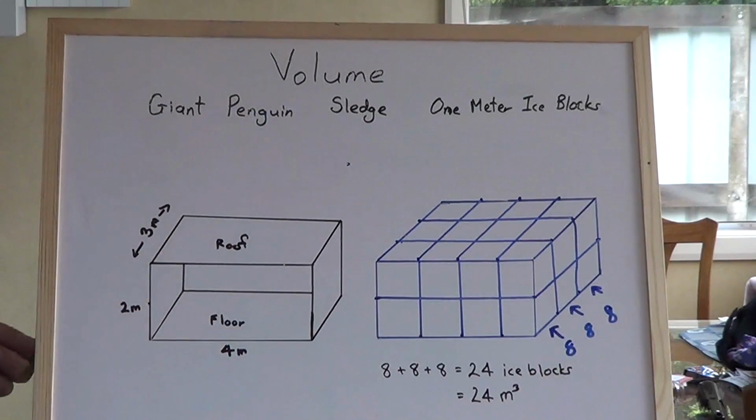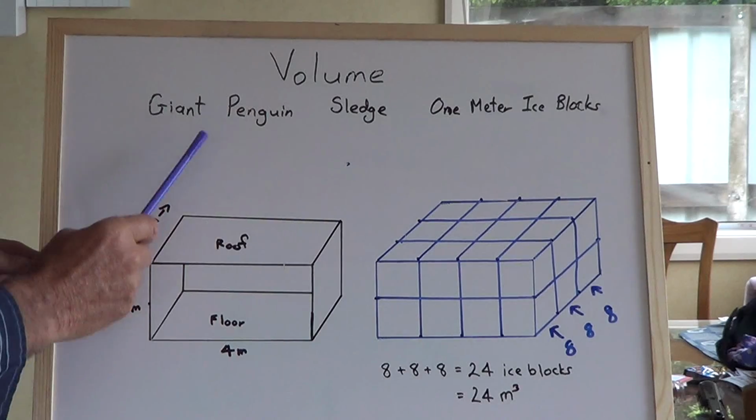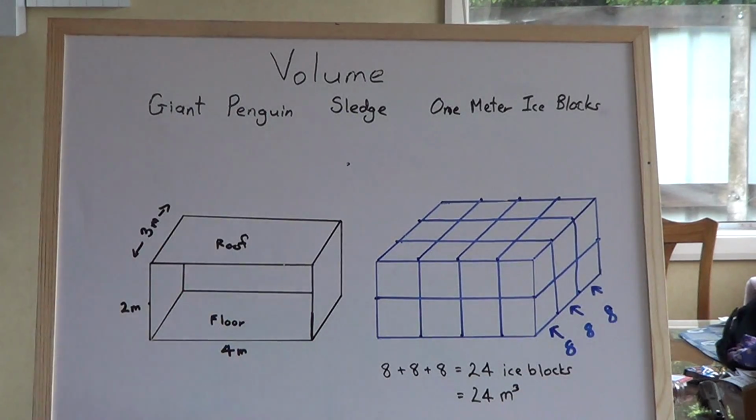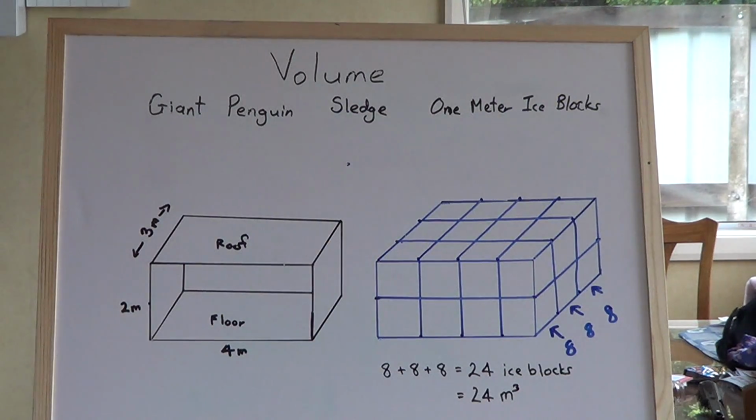We're doing volume this time. On the board I draw a giant penguin. He's towing a sledge. On the sledge there are 1 metre ice cubes, or ice blocks. The penguin pulls outside the shed. The shed is 2 metres high. It's 4 metres long and 3 metres wide.